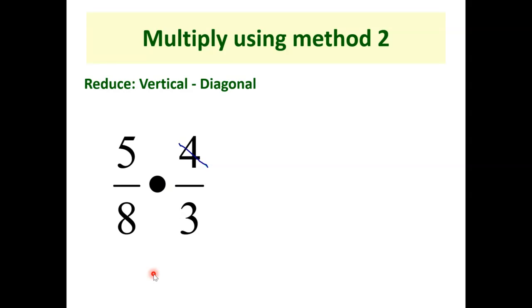So 4 divided by 4 is 1. 8 divided by 4 is 2. That's all I can do. I cannot reduce any further. So let's multiply, which we will do across. 5 times 1 is 5 and 2 times 3 is 6. So I showed you the same example two different ways, and we still come up with the same answer, 5 over 6. Let's try some more examples.